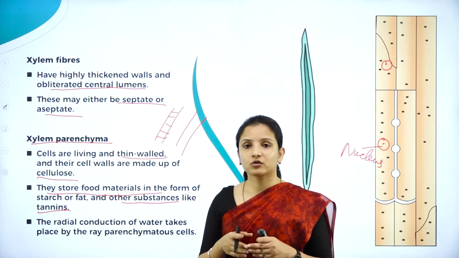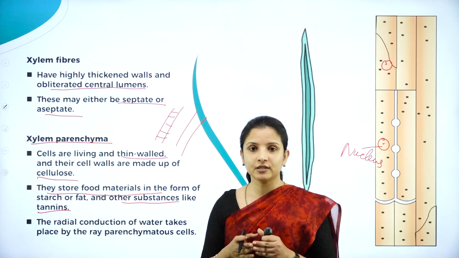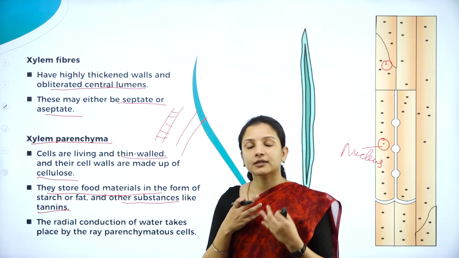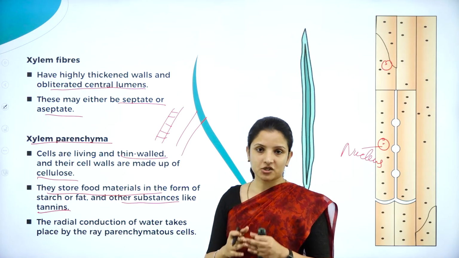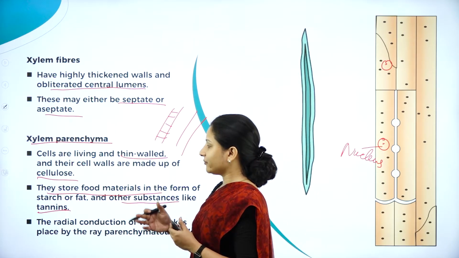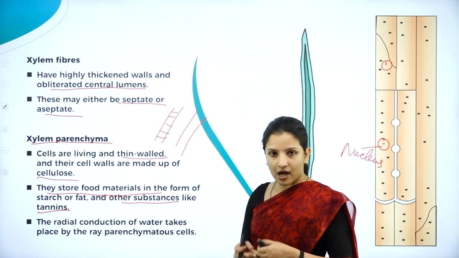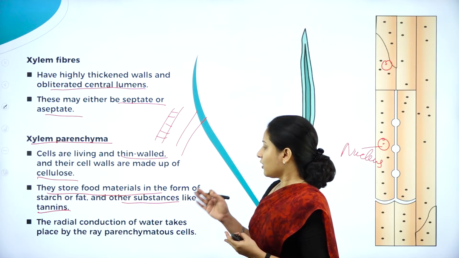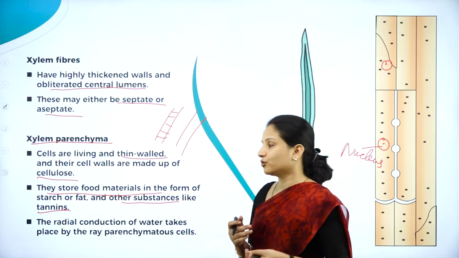And I remember I had told you, xylem parenchyma, the main function of parenchyma in general is to store food. So in the case of xylem parenchyma, which is a component of the xylem tissue, these parenchymas help in the storage of food materials such as starch, or in the form of fat, and food materials such as tannins are also stored in it.